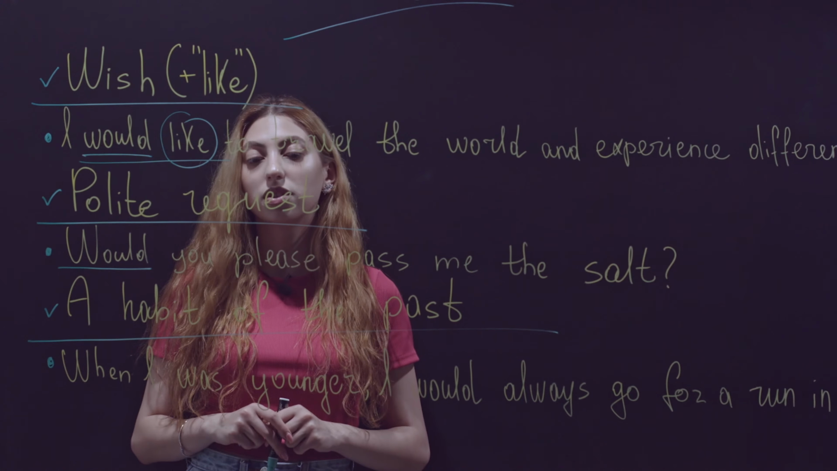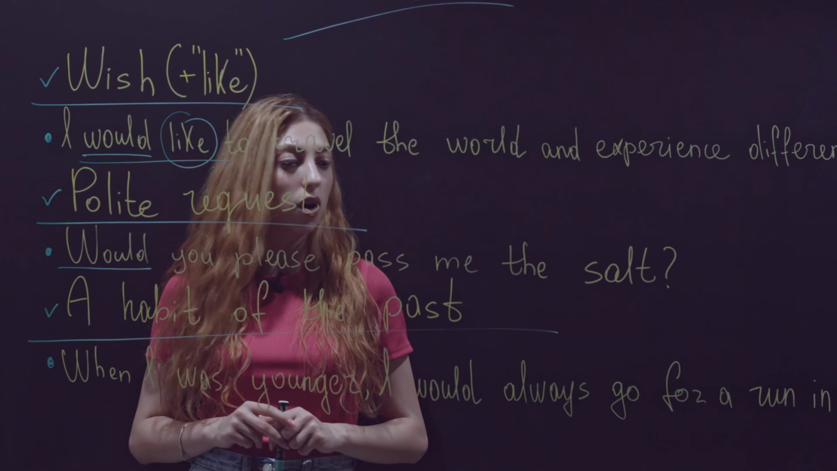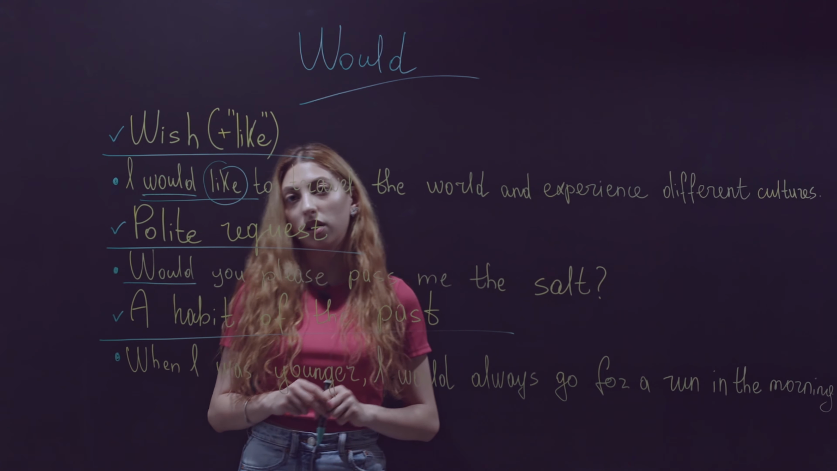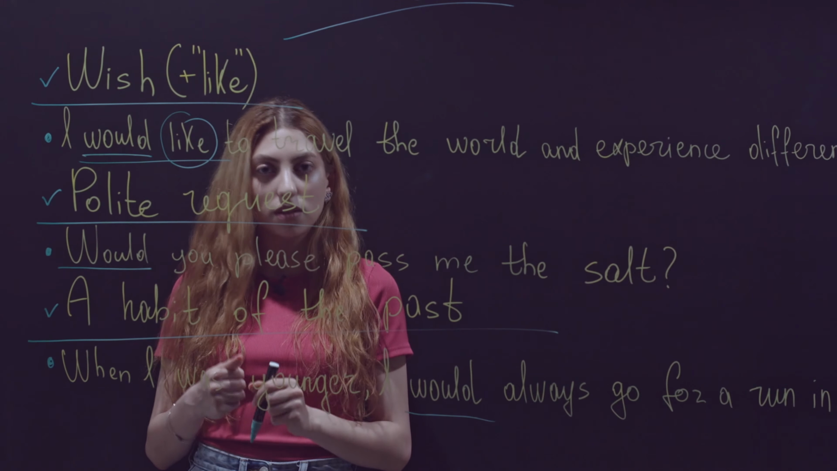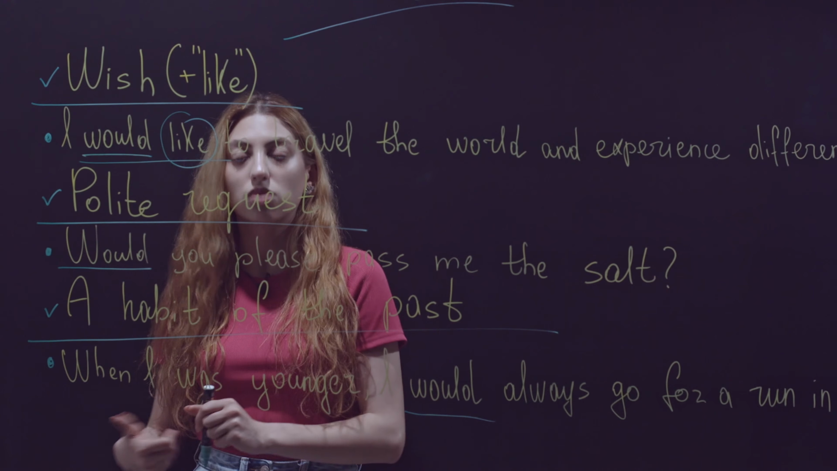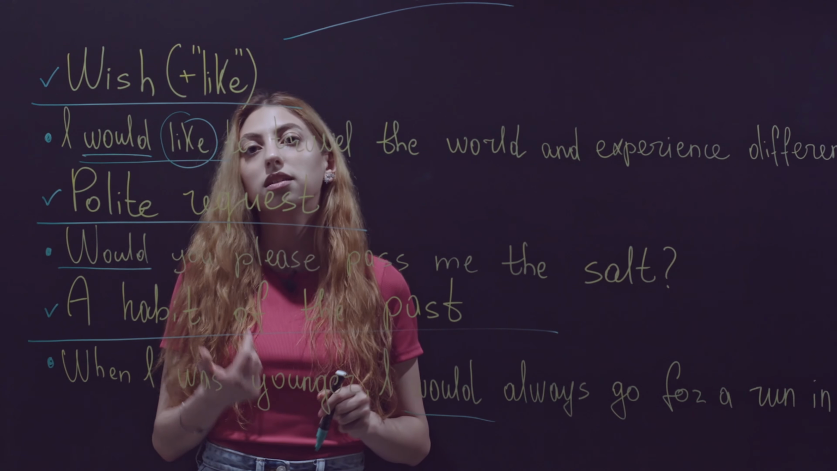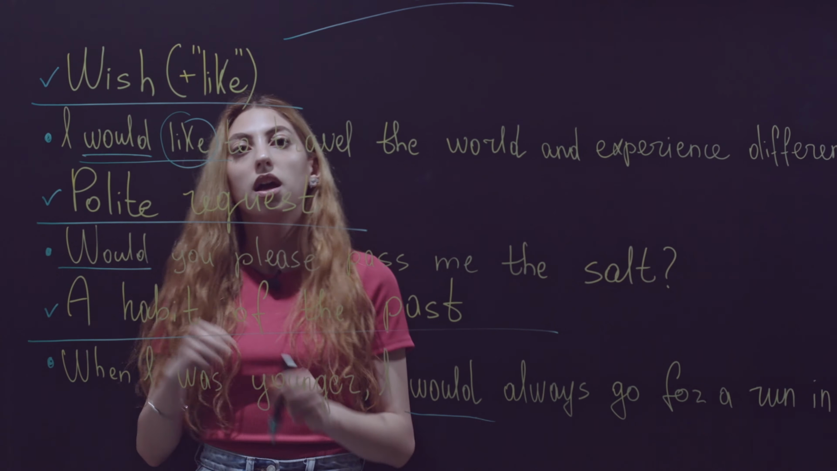A habit of the past, this is the last part. Example, when I was younger, I would always go for a run in the morning. What you understood? When I was younger, I would. It means when you were younger, when you were a child, you were doing that regularly. So in that case, you are going to use would if right now you are speaking about your past habits.